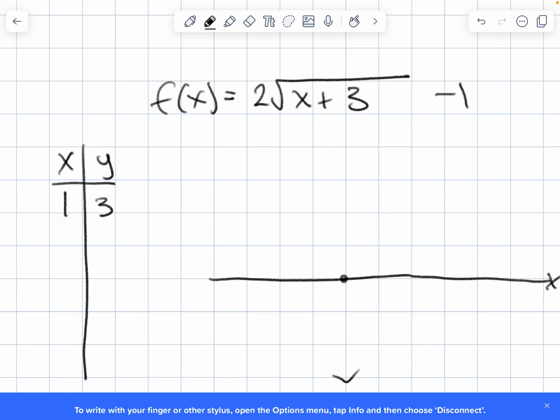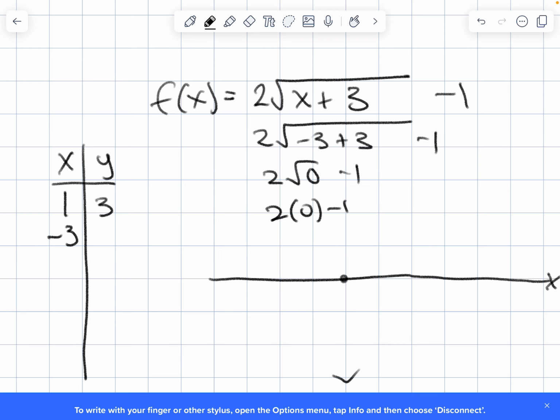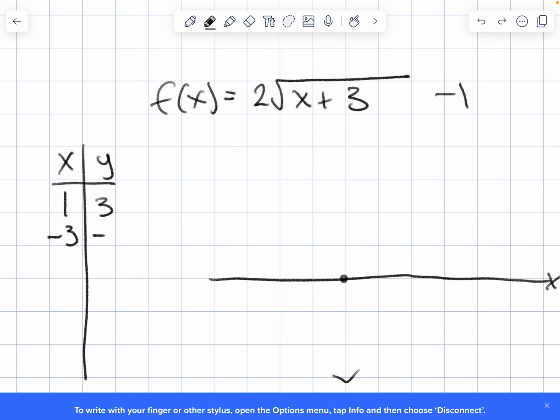Now let's see if we can think of another strategic value. All right, let's try negative 3. Now, negative 3 is a good choice because look what happens when I plug it in. Negative 3 plus 3 is 0. Square root of 0 is 0. 2 times 0 is 0. We get negative 3, negative 1. Okay, let's clean that up. Negative 3, negative 1. Now let's do another value.